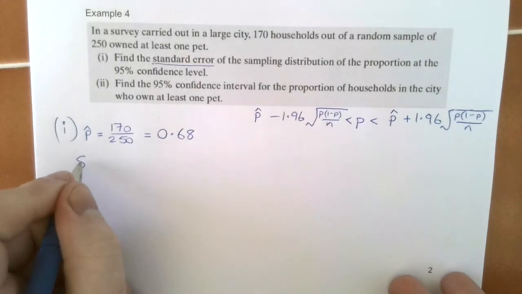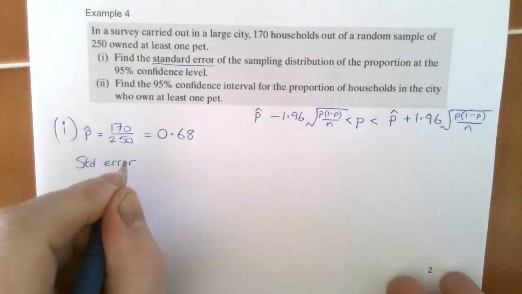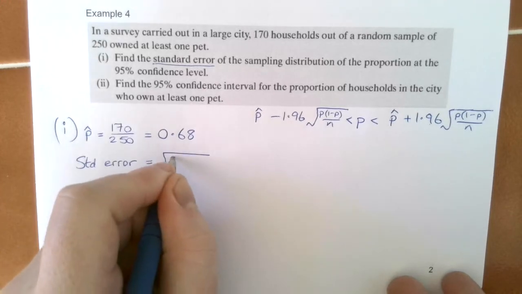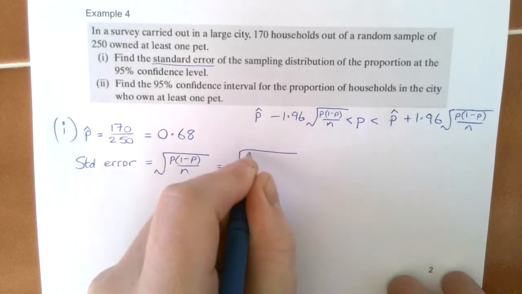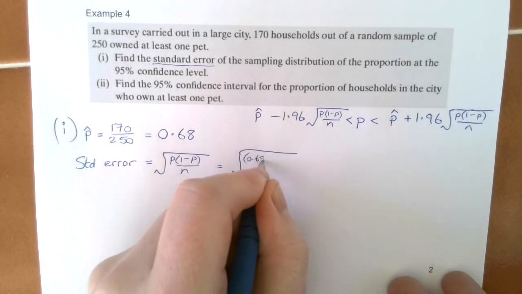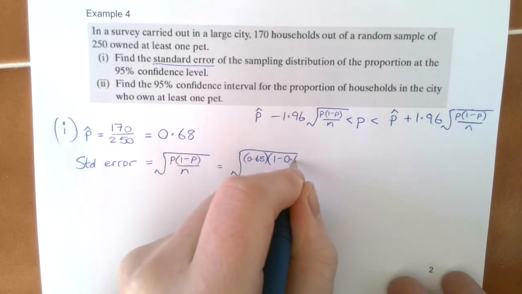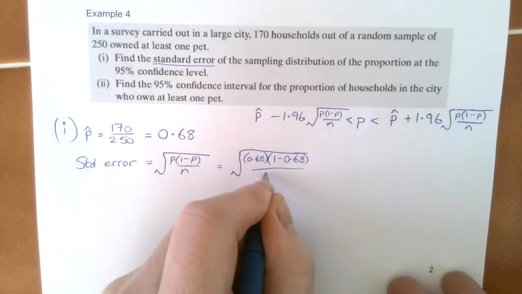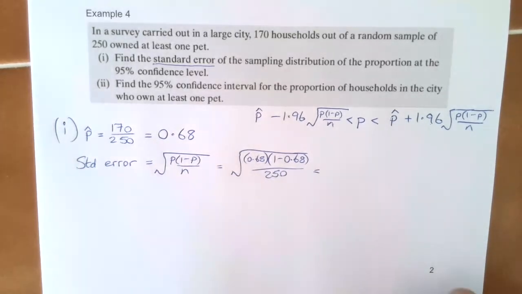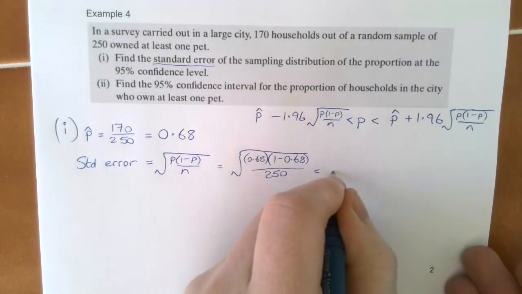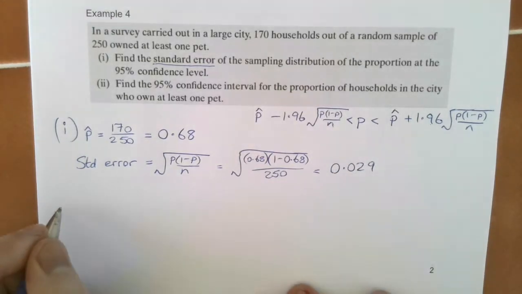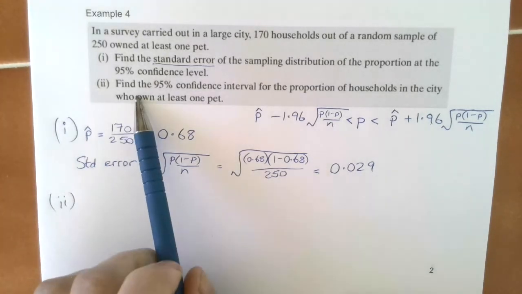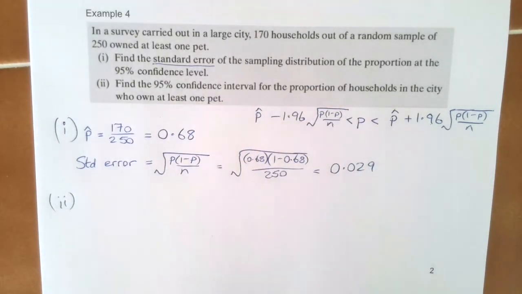So to work out the standard error, we're going to write down our formula, which is the square root of p(1 minus p) all over n. So p is equal to 0.68, 1 minus 0.68, and that is all over n, which was 250. Put the full thing into the calculator, simplify it down, and it's equal to 0.029. So for the second part of the question, it asks us to find the 95% confidence interval of the proportion of households in the city who would own at least one pet.